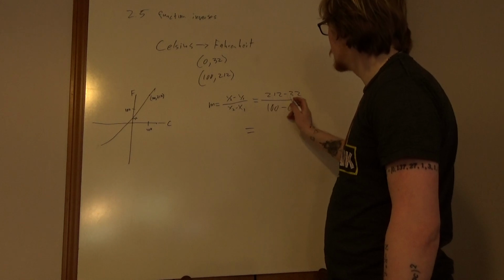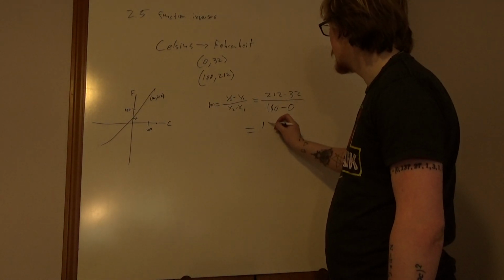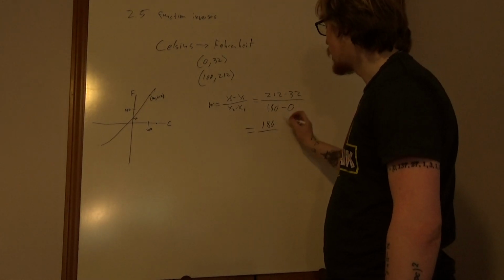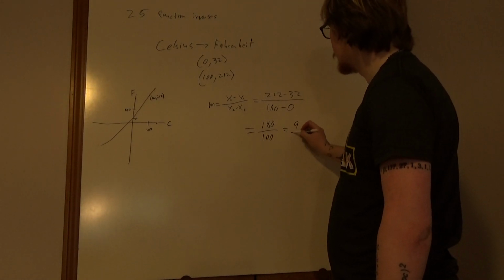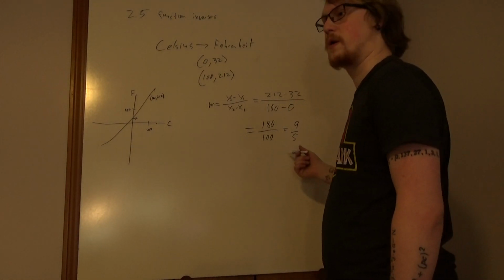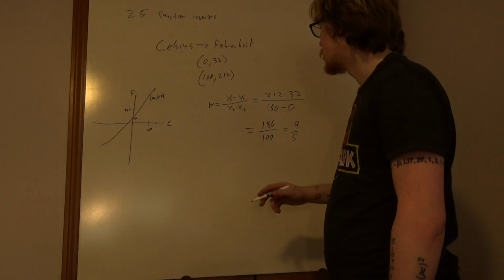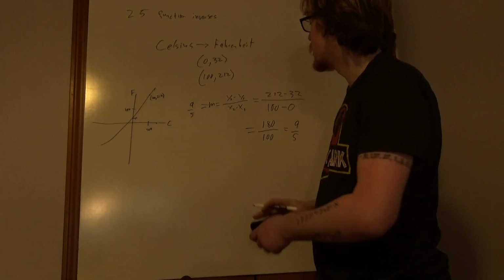So we can use this now to solve for what the slope has to be. Doing this out, we get 212 minus 32 is 180, and 100 minus 0 is still 100. This can be reduced down to 9/5 in a number of different ways, but they all come out to 9/5. And so we now know that our slope is 9/5.